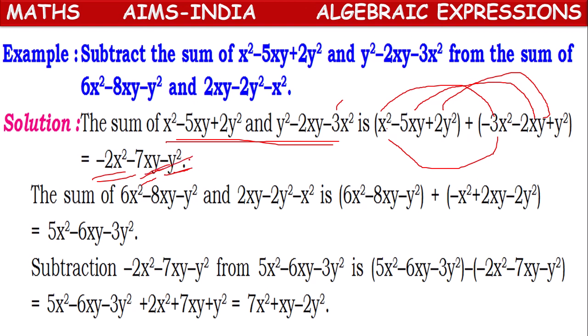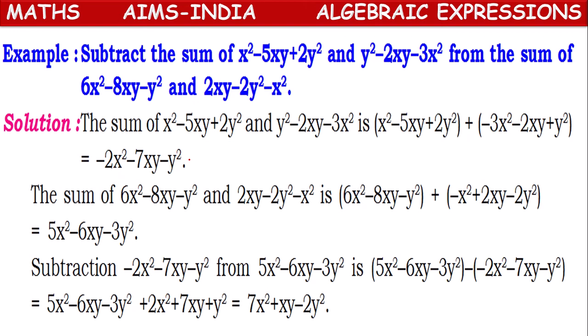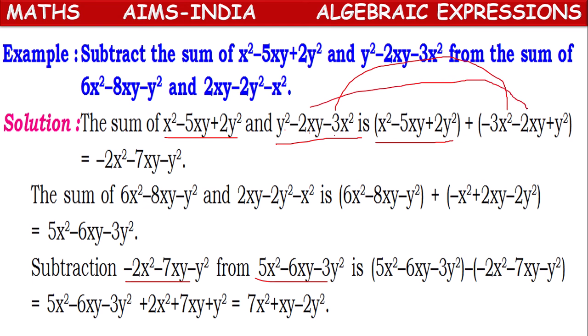Sorry, children, there is some mistake. There is some mistake in the question. So it is x square minus 5xy plus 2y square. It is same. Here y square minus 2xy minus 3x square. x square term is written first, next xy term, next y square term.